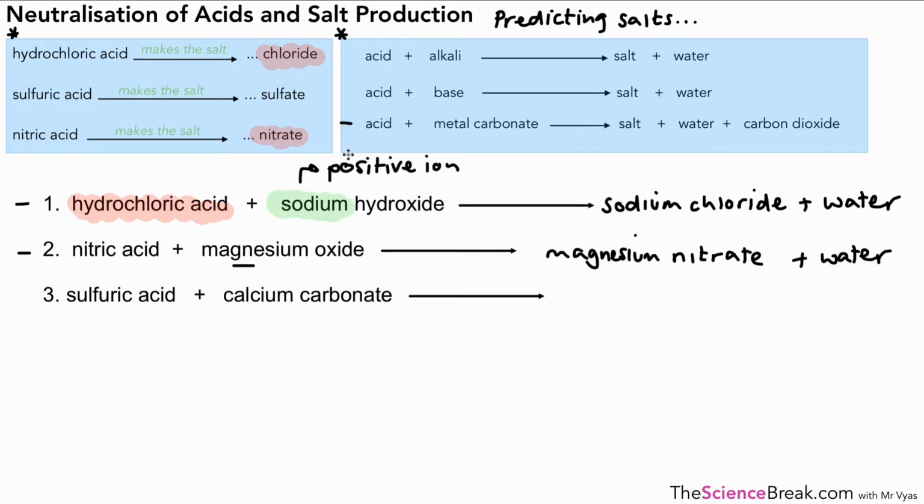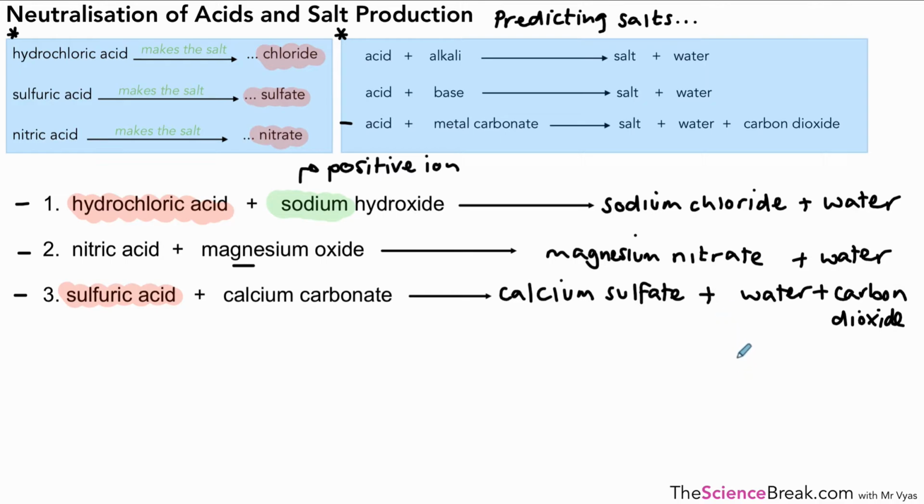For our third one, we've got a carbonate, and we know that a carbonate will give us salt, water, and carbon dioxide. We've got sulfuric acid, which will give us a sulfate. So we can add our water and carbon dioxide at the end there, because we know we get those two products. And to work out our salt, well, we know that sulfuric acid will give us a sulfate, and the positive ion there is actually calcium. So we get calcium sulfate plus water plus carbon dioxide. Had to shorten the arrow there a little bit so I could fit it in. Okay, so these are how we would predict our salts.